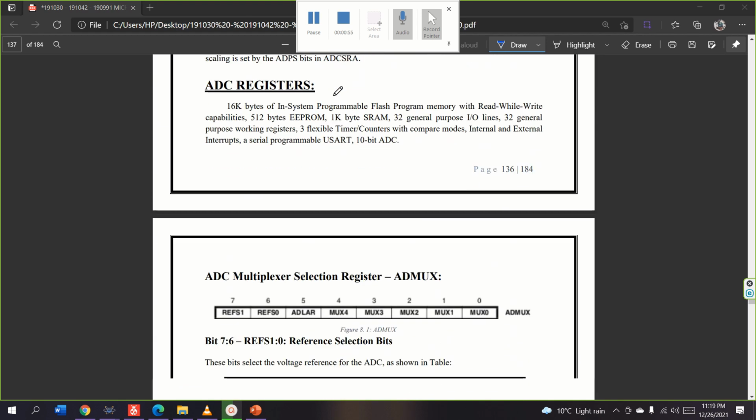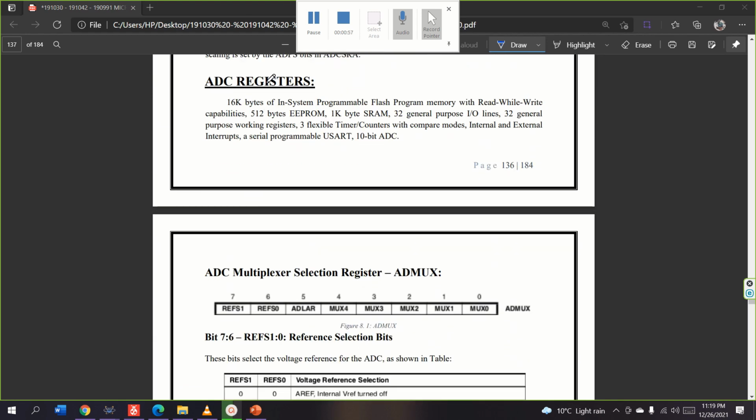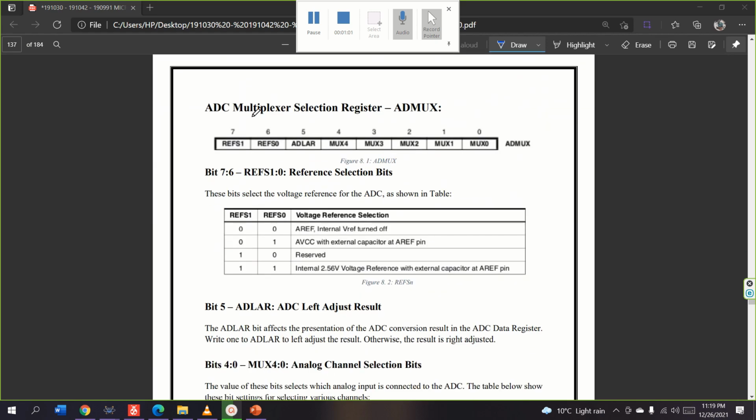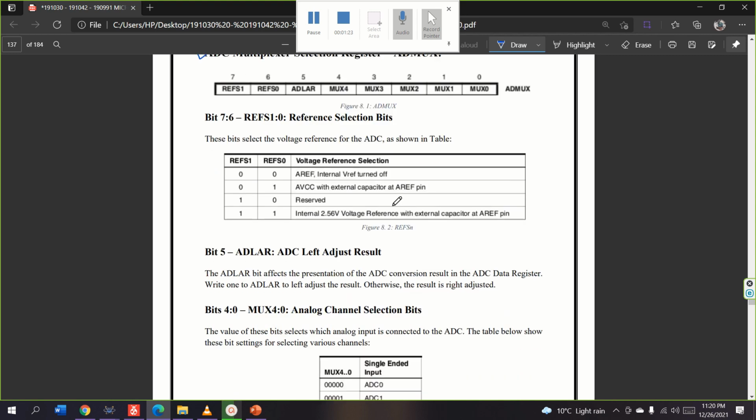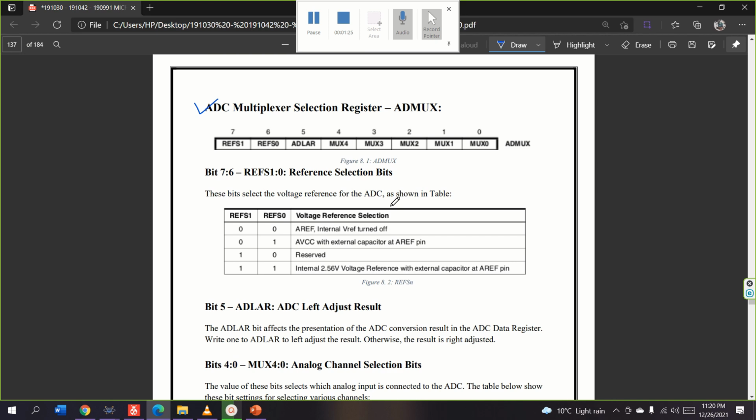Further, if I talk about the ADC in the ATmega8 chip, there are some registers for it. The first register is ADMUX, the multiplexer selection register. In that register, the last bits are the reference selection bits, which set the reference voltage.